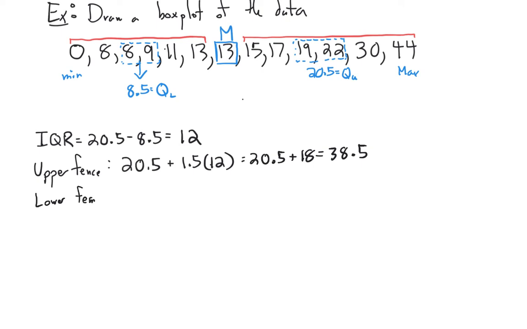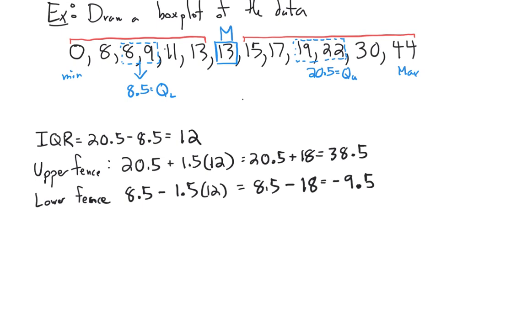Same idea, but instead of using the upper quartile, we use the lower quartile. So it's going to be 8.5 minus 1.5 times 12. So that's 8.5 minus 18, which is, of course, negative 9.5.